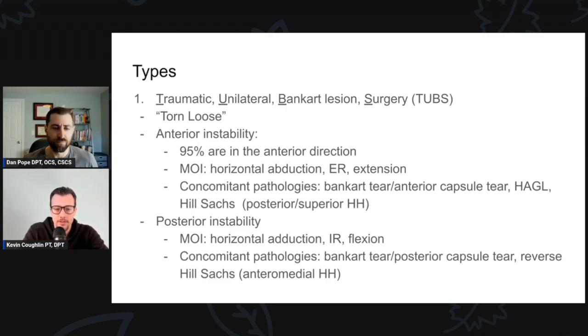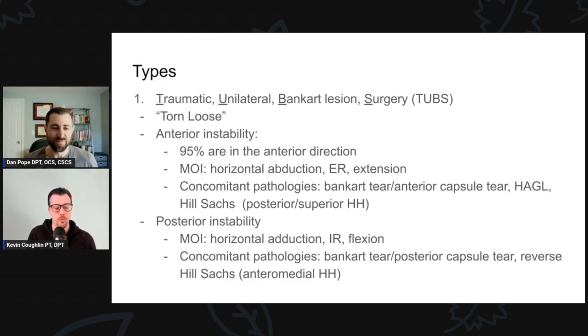And unilateral kind of just speaks to, it's traumatic, it's happening on one side, unless you have kind of a freak accident where you injure both shoulders. Generally, with this type of presentation, that traumatic injury for instability, they're going to have anterior instability. And what we see there is usually the mechanism of injury is kind of that horizontal abduction, external rotation, a little bit of extension.